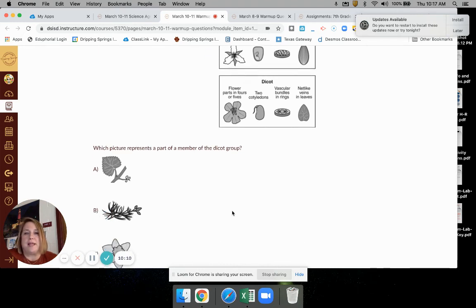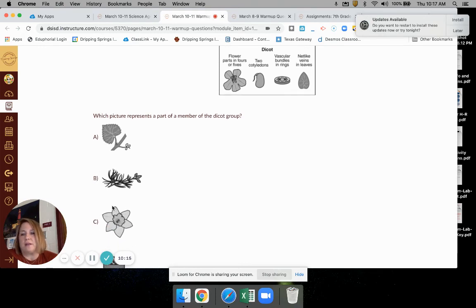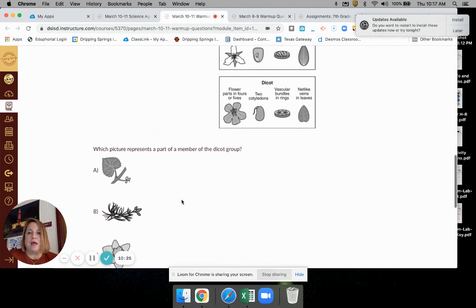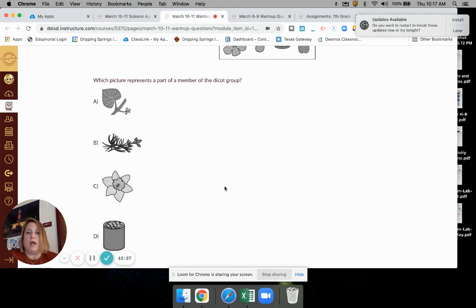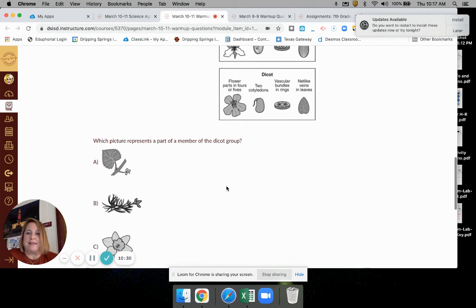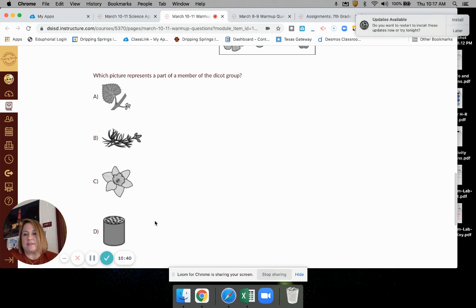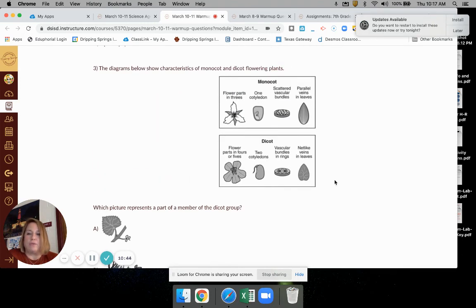So we need either a flower with parts in 4s or 5s, and our flower has parts in 3s or 6s. And if you'll look, that's a monocot characteristic. So it can't be the flower. If you look at the stem, the vascular rings are organized into rings, versus in a monocot, they're scattered. So this answer choice, they're scattered. So that's also a monocot.